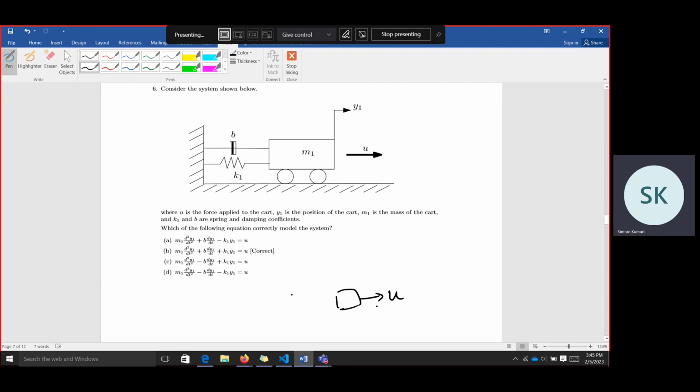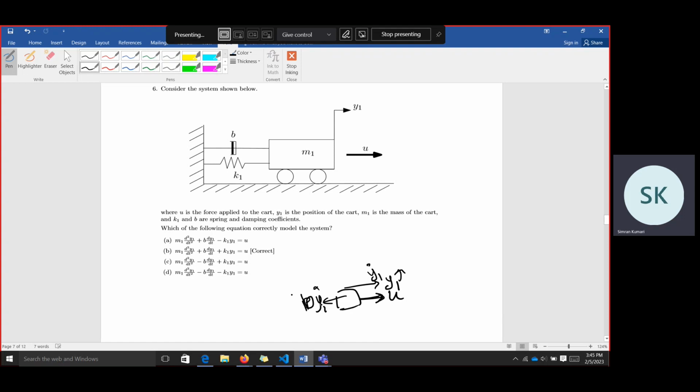So this is a force U which is being applied. Here there will be displacement y1, and because of the damping factor, there is a velocity y1 dot. Because of this damping, there will be a force acting opposite to the motion, which is small b times y1 dot.